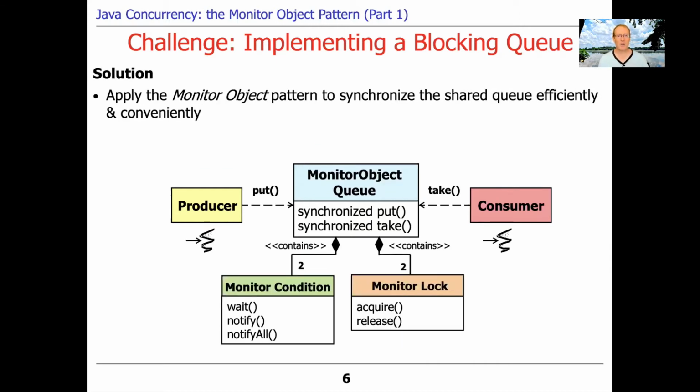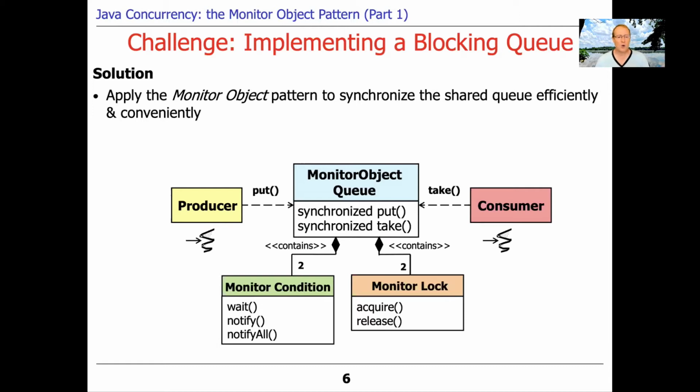A much better way to go here is to apply the monitor object pattern in order to synchronize a shared queue efficiently and conveniently. As you can see here, we're going to have a queue that's implemented using a monitor object, and its methods are going to be synchronized. They may not necessarily be synchronized in the sense of the Java synchronized keyword, but the effect will be that only one call to a method on a given shared queue object can be running in the context of that shared queue object at a time.